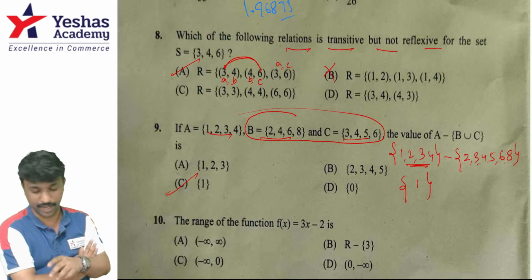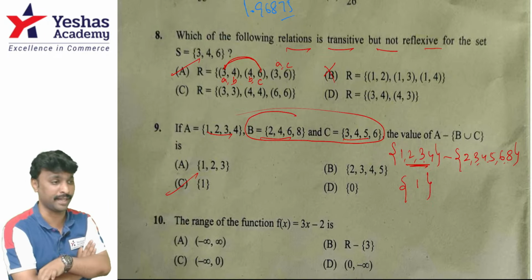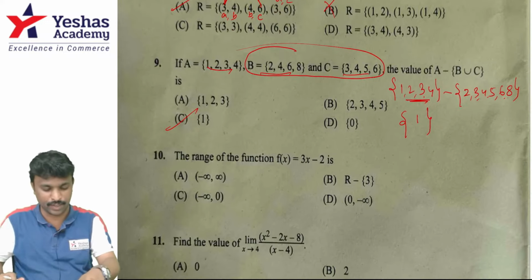Have you all understood? Elements present in the first set, not present in the second set. Clearly, it is 1. Let's look at the next question.